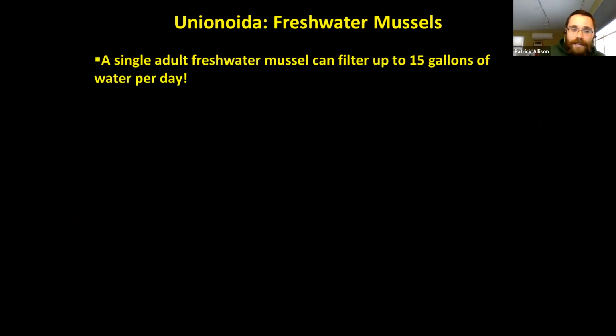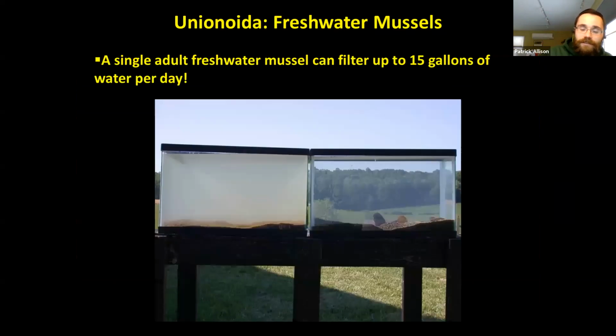So with this filter feeding, a single adult freshwater mussel can filter up to 15 gallons of water per day. That is a lot of water for a tiny little living rock like that to be doing. So you can see an example fish tank after 24 hours of water without any freshwater mussels. You can see, well, you can't even see through the water. That's bad. But in this tank where you have freshwater mussels that have filter fed in here, look how clear and clean this water is in comparison. Just a tremendous difference right there, and just extreme importance for what these animals do.